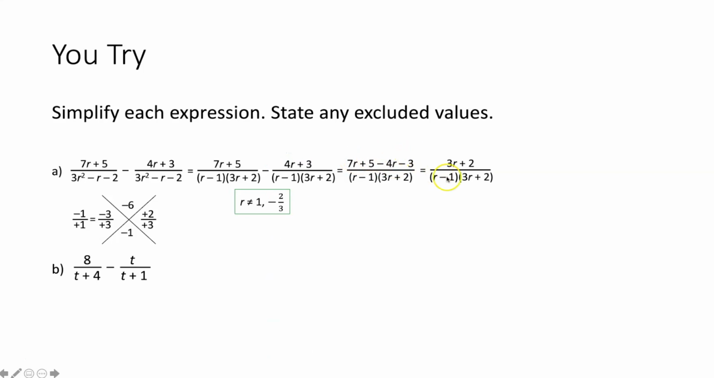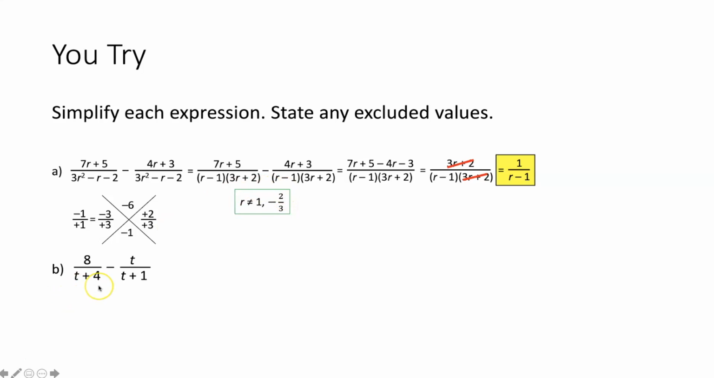Now we simplify. 7r minus 4r is going to give us 3r, and then 5 minus 3 is going to give us 2. Now, is there any way we can simplify this further? Yes, there's a 3r plus 2 in the numerator and denominator. That cancels out. Now, what happens when everything cancels out in the numerator? We're going to write a 1. So our final simplified form of this is going to be 1 over whatever's left in the denominator, which is r minus 1. Remember to box your excluded values at the beginning.